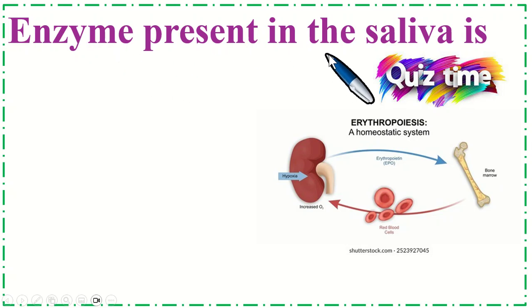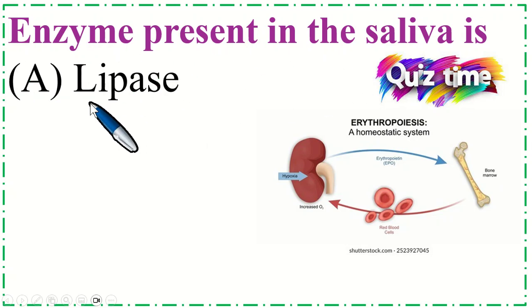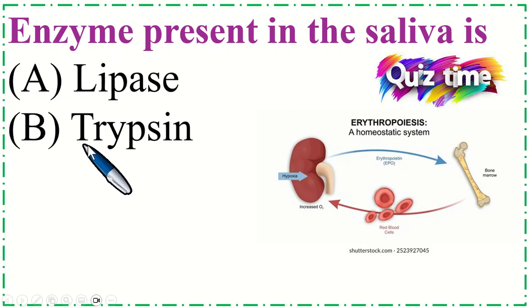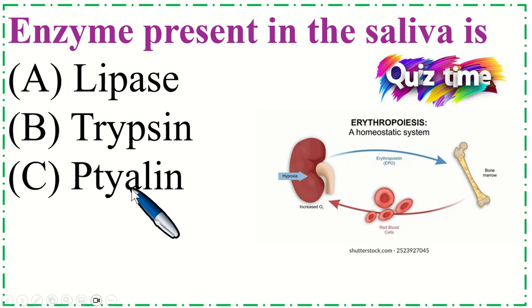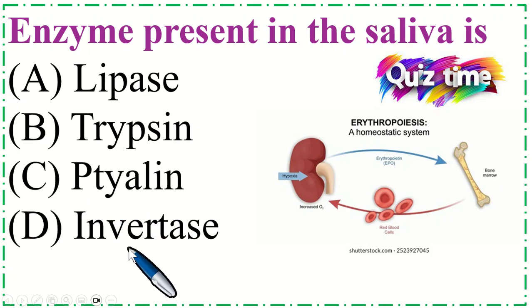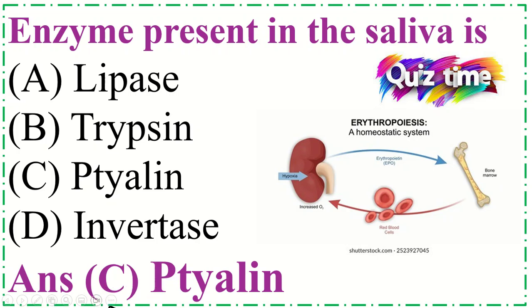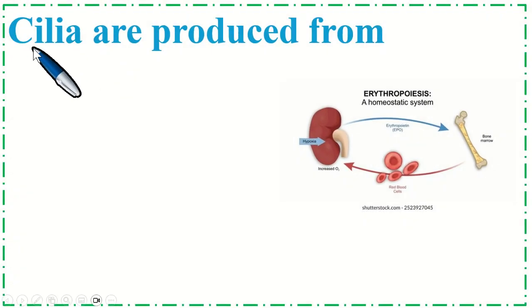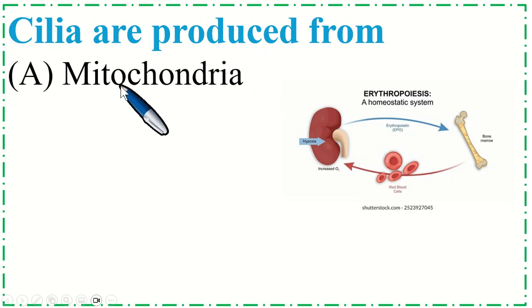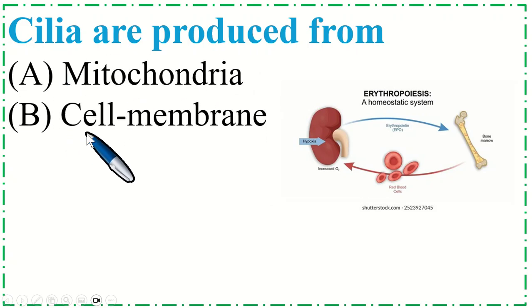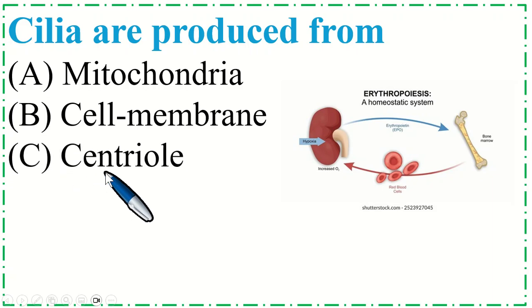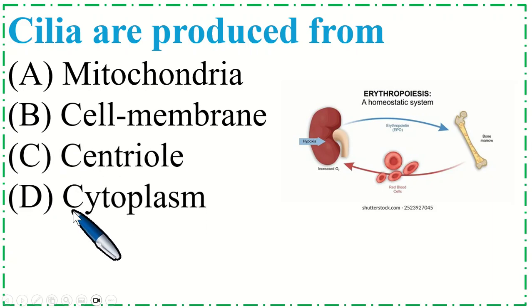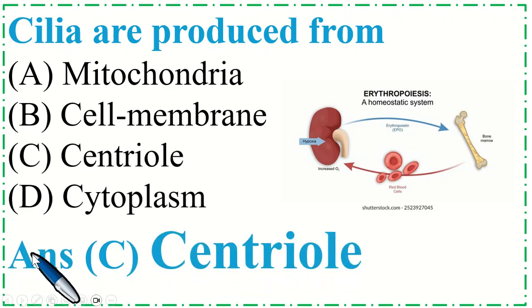Enzyme present in the saliva is option A lipase, B trypsin, C ptyalin, D invertase. Correct option is C ptyalin. Cilia are produced from option A mitochondria, B cell membrane, C centriole, option D cytoplasm. Correct option is C centriole.